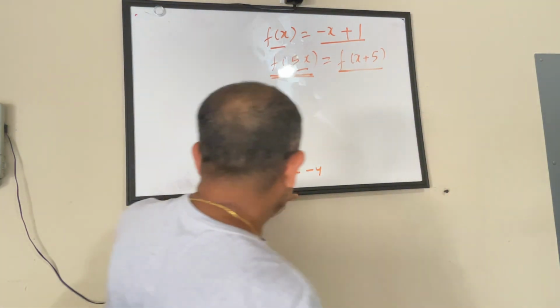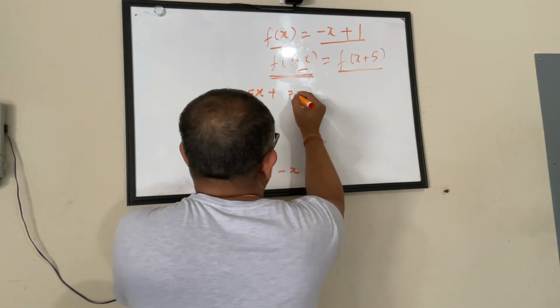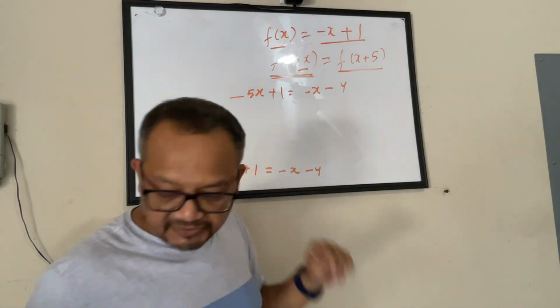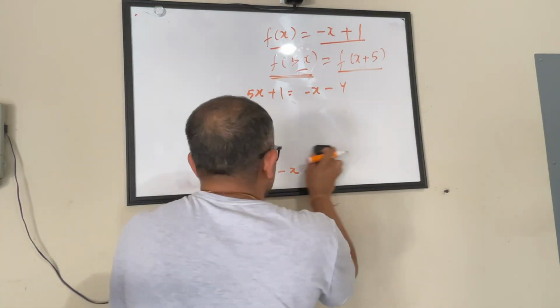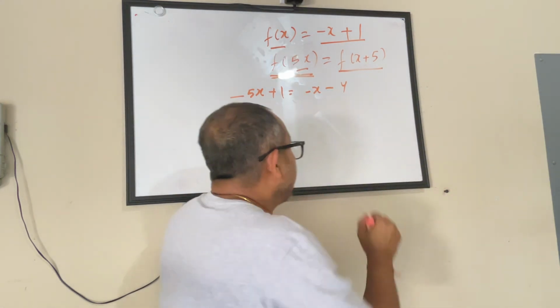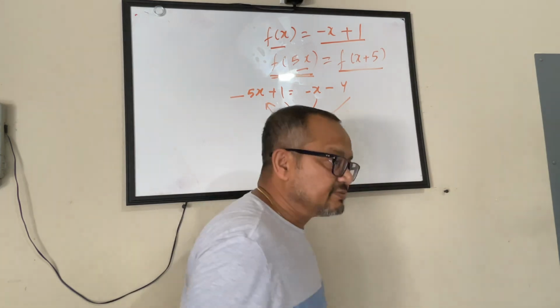Okay? Now, what we have is this. Minus 5x plus 1 equals minus x minus 4. This is what we have to solve it for. What we will do? Put all the similar things together. Meaning I will move x to one side and numbers to one side.